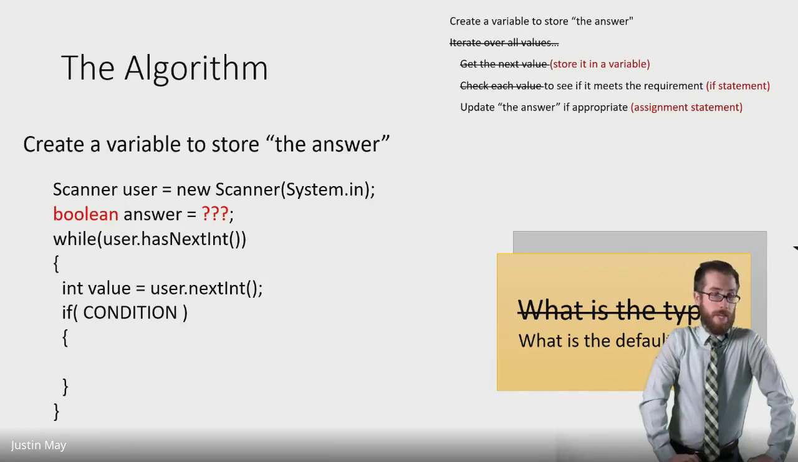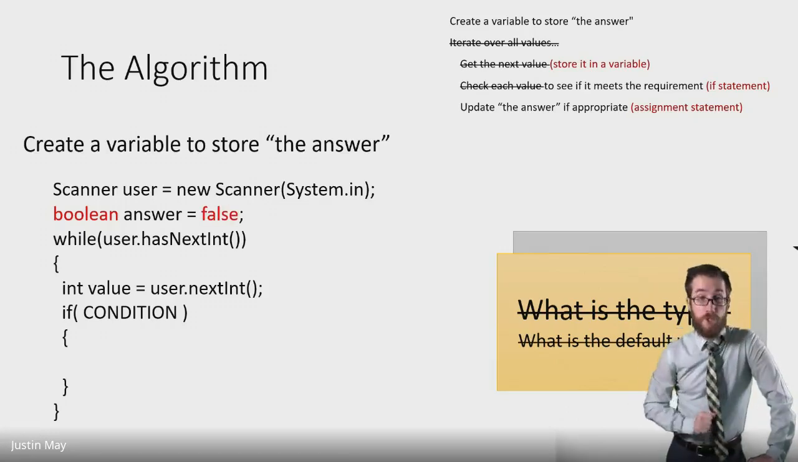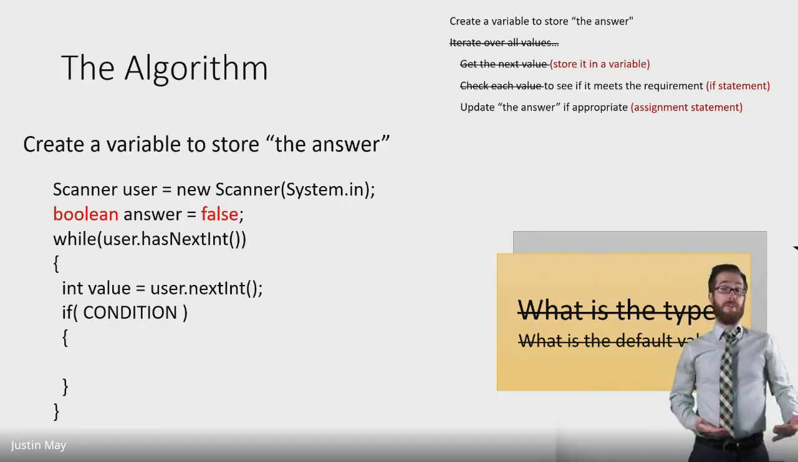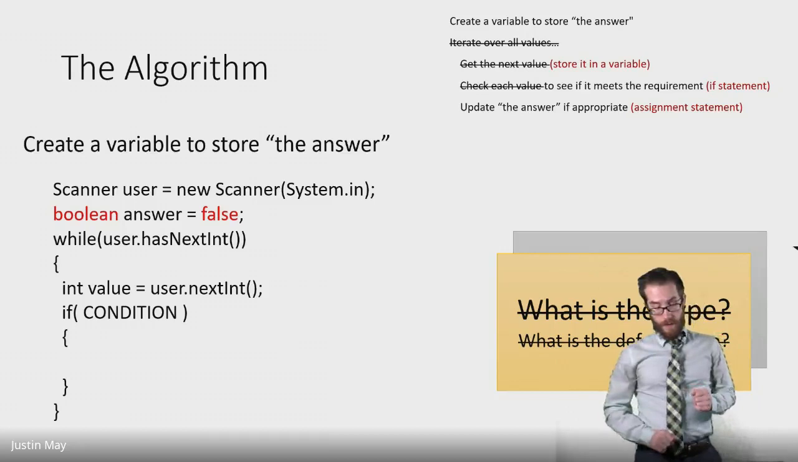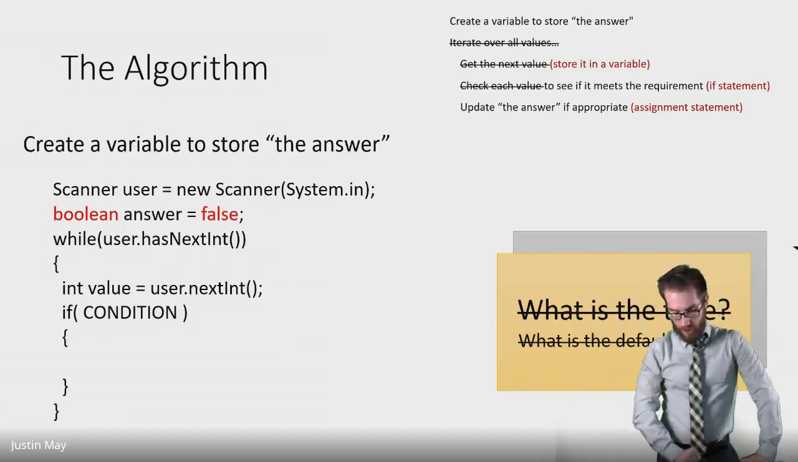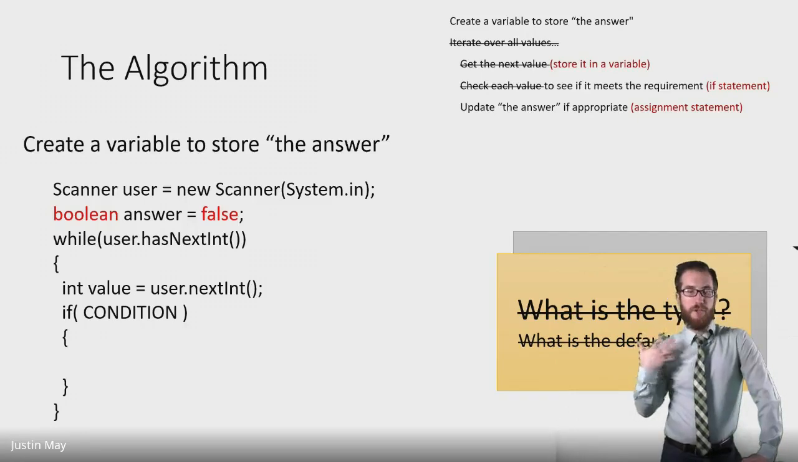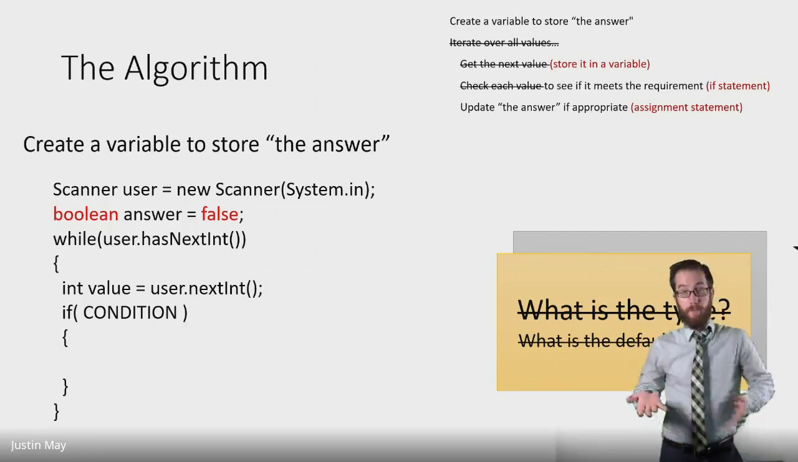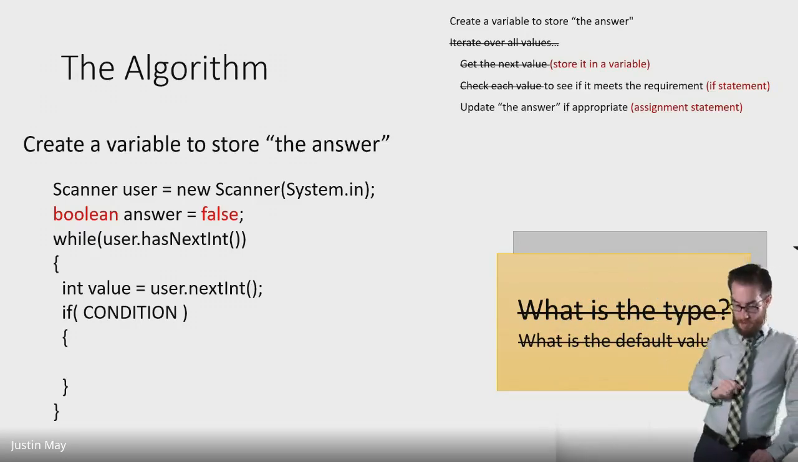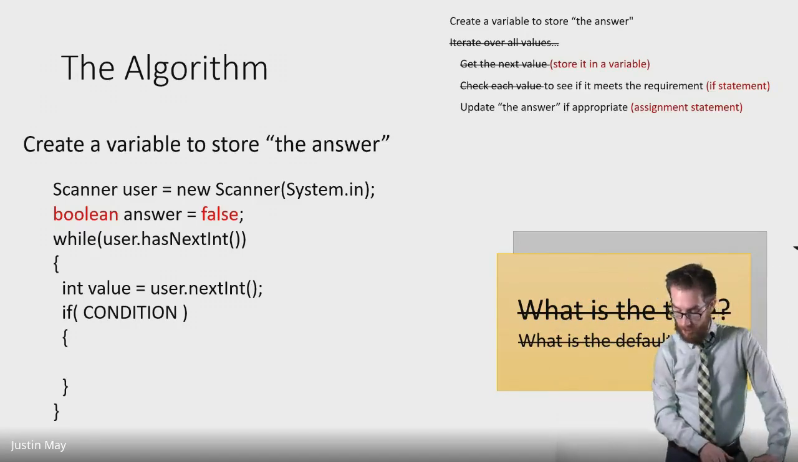So what do you think that is? Go ahead and just tell me. Exactly, yeah. The default value should be false. Because if the user types no numbers in, then the user did not type the number 7, so the answer would be false in that case to the question we're trying to solve. And this is the question you have to ask yourself about a problem to figure out what these values would be, the type of answer and the default value.